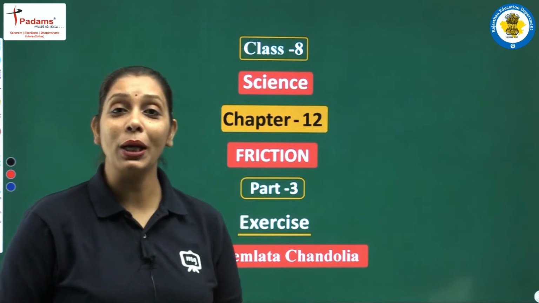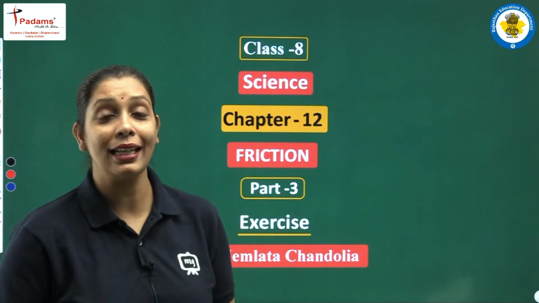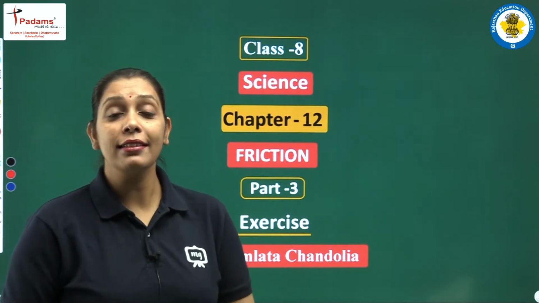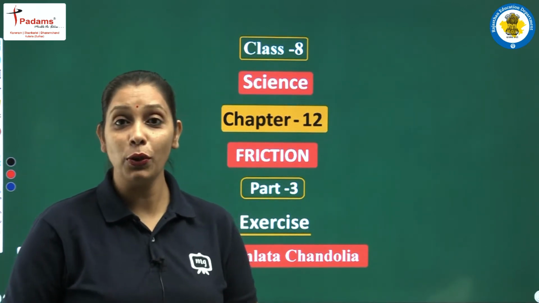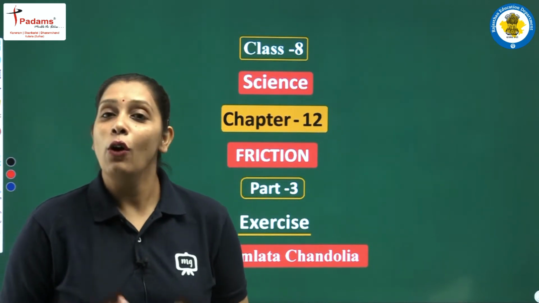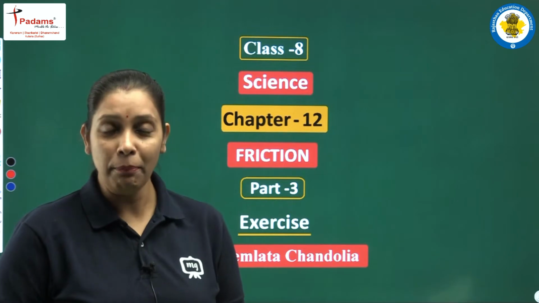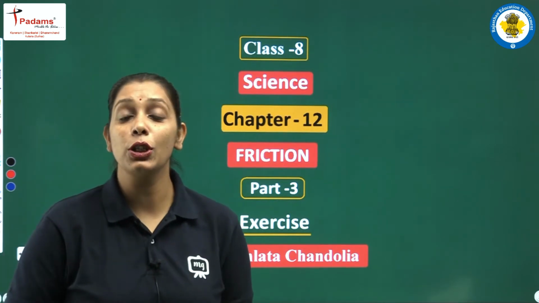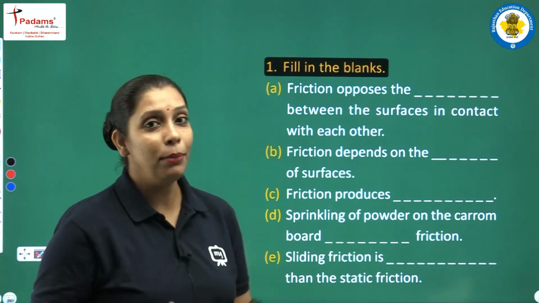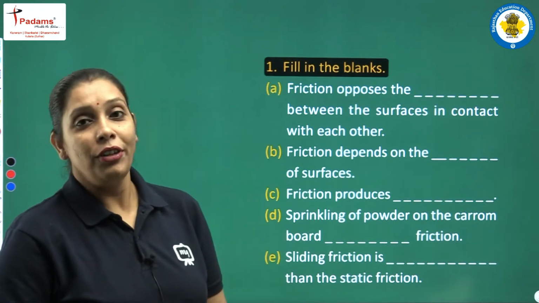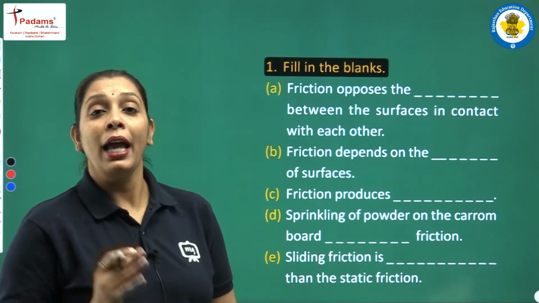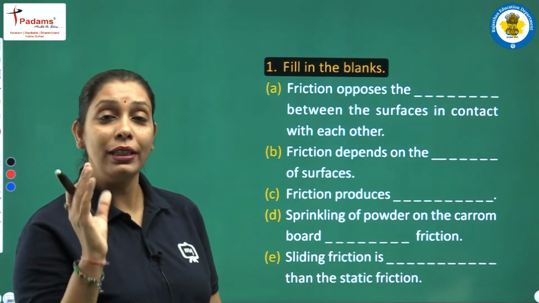Today we are going to complete chapter number 12 of class 8 science, that is friction. We already had discussed this chapter in our previous videos. Today we are going to solve the question answers of this chapter which are given in our textbook. Okay, so let's begin today's session with question number 1. And question 1 is fill in the blanks, easy one. Read all the statements carefully and try to fill the correct one.